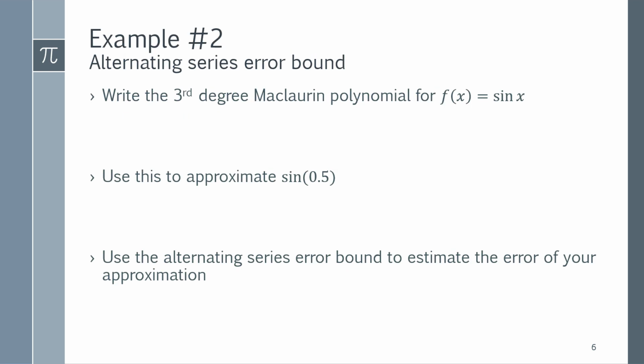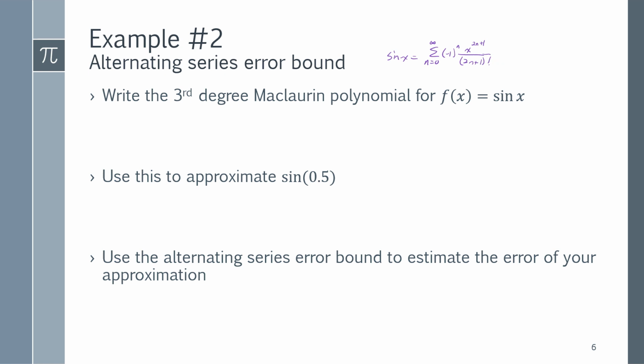So we're going to start by writing the third degree Maclaurin polynomial for sine of x. Well, this is one of those Maclaurin series that we need to memorize. So the Maclaurin series for sine of x is, we're going from 0 to infinity, of (-1)^n. Sine is an odd function, so I want to use x^(2n+1) over (2n+1) factorial, because it's odd powers and odd factorials.